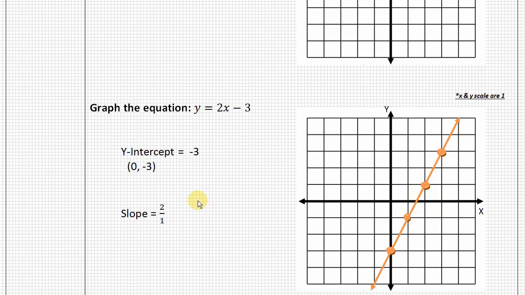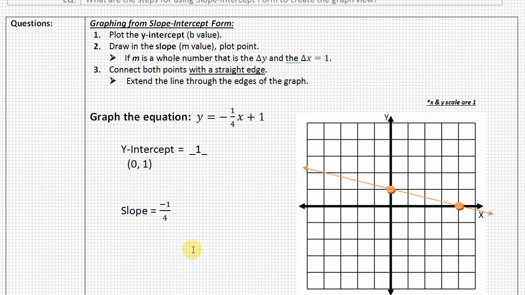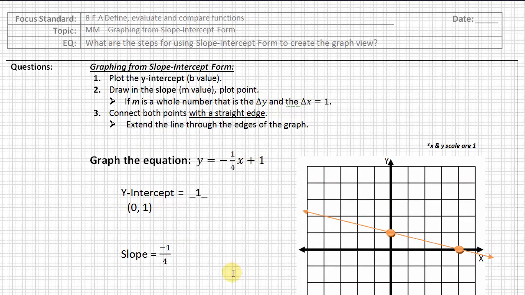So that concludes our video today, and please make sure that your notes are complete and you're ready to do more exploration with Slope-Intercept Form.